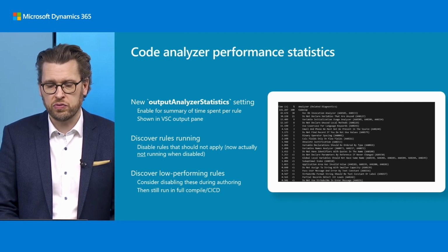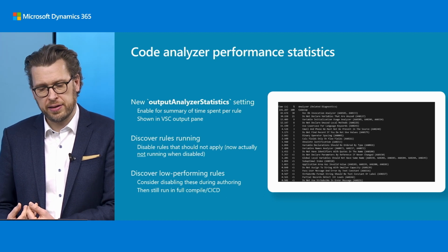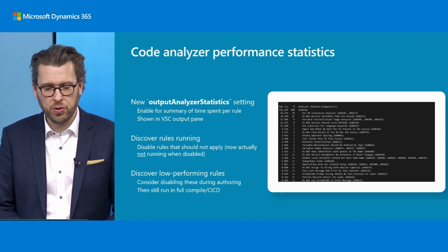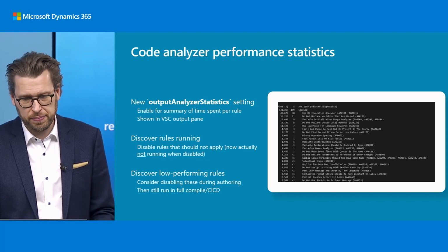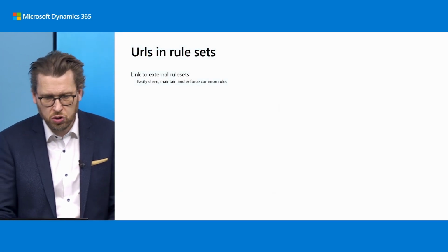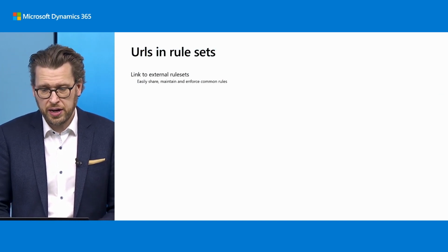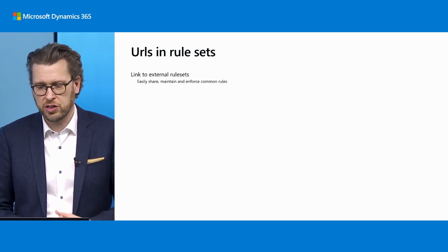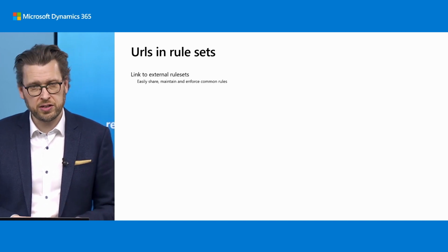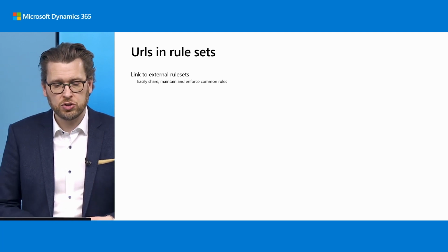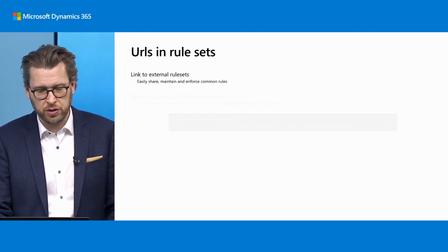And if any of the rules perform really badly, you can consider disabling them during authoring and still have them as part of a full compile or a CI/CD pipeline. So another change we did to the Code Analyzer framework is that you can now take advantage of the new support for having URLs in these rule sets. That makes it a lot easier to share and to maintain and enforce common rules.